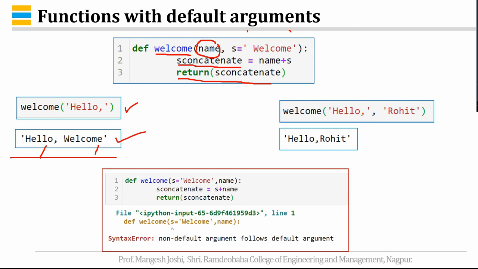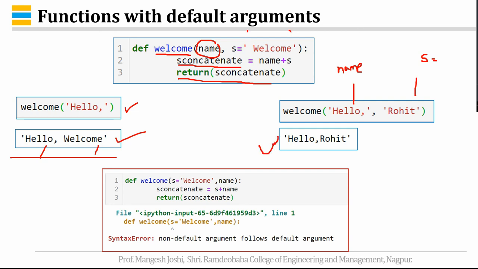In the second case, I am now changing the value of the default argument. I am passing hello and Rohit. So this hello will be assigned to name, and this Rohit will be assigned to s, which means welcome will be replaced by Rohit. Hence you are getting the output hello Rohit.